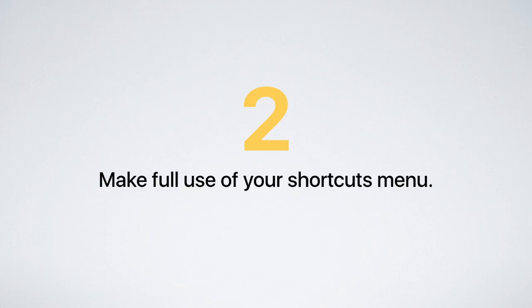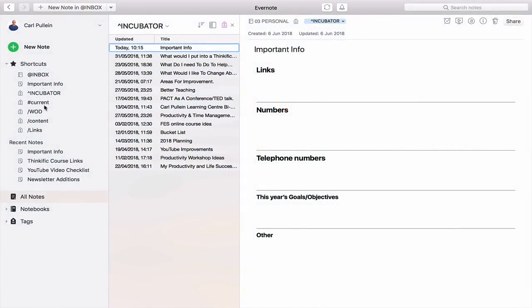Okay, the next one is make full use of your shortcuts. Now, what I mean by that is the shortcuts on the sidebar right here. I have 7 of them in here. I've got my inbox, so it just means that I can get to my inbox very quickly right from the sidebar. I've got important information. We're coming to that in a moment. I've got incubator. Again, I'm coming to that in a moment.